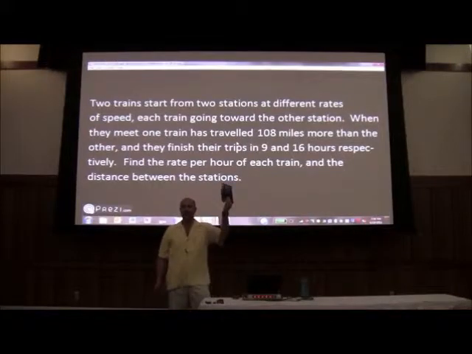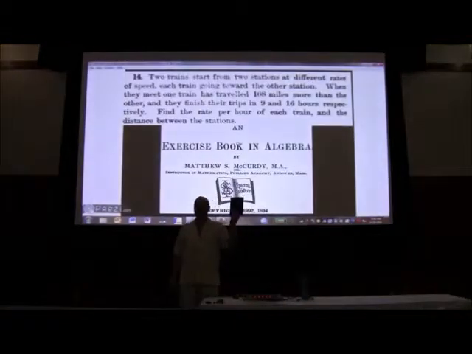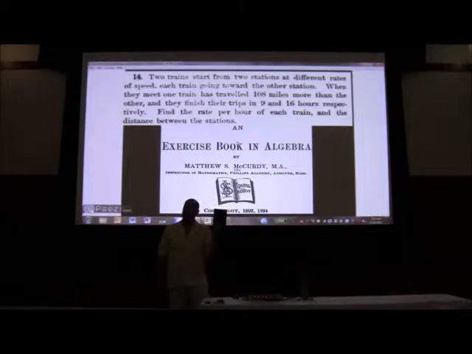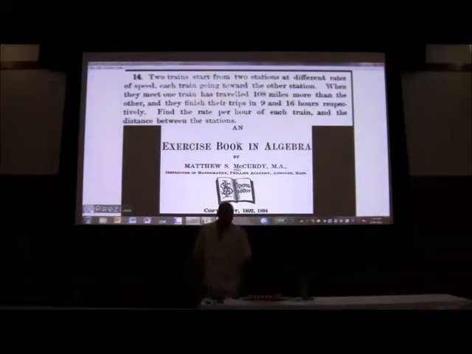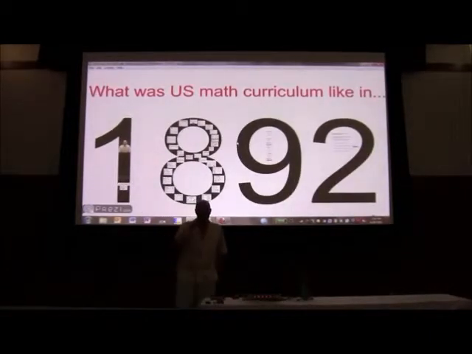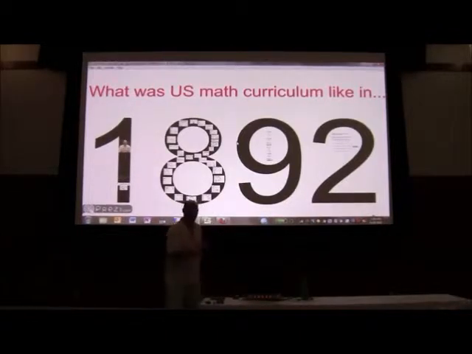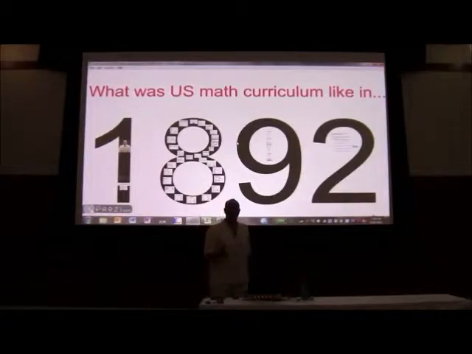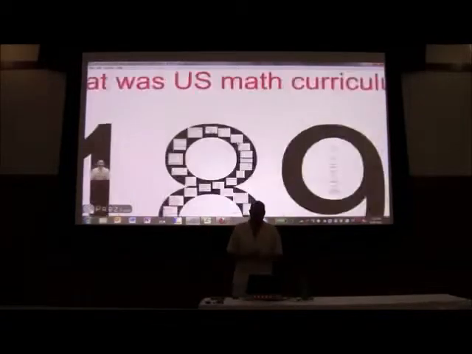I chose it because it's in this textbook, written in 1892, 119 years ago. Interestingly, it was written by Matthew McCurdy from Phillips Academy, Andover. Yeah, they're still using that, that's right. So the question is, what was the U.S. math curriculum like in 1892? And I'd like to offer three historical documents to give you an idea what that was like. So first, I'd like to show you pages from the McCurdy text.